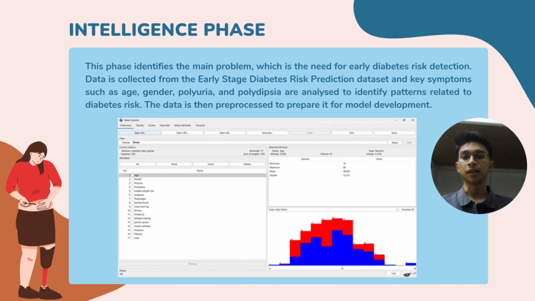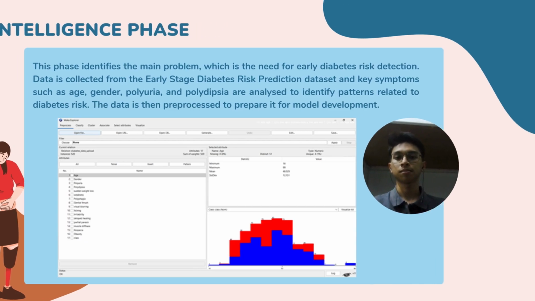In the intelligence phase, our primary focus was problem identification and data collection. We identified a pressing need for early diabetes detection to prevent complications. So we utilized the early stage diabetes risk prediction dataset, analyzing key symptoms like polyuria, polydipsia, age, and gender. Before moving to the model development, we pre-processed this data to ensure it was clean and ready for analysis.